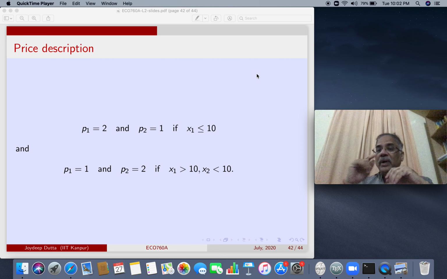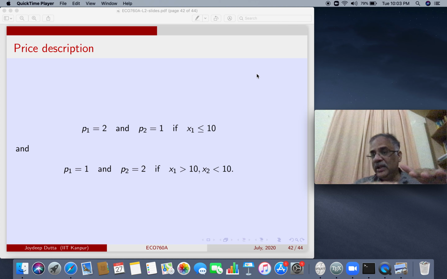Now, when you buy x1 less than 10 kilos, the price P1 is 2 per unit and P2 is 1 per unit. That's for the second commodity, 1 per unit. But when you buy x1 more than 10 kilos, I am reducing the price of P1. P1 is now reduced to 1, while P2 is increased to 2 because you have reduced the quantity of x2. So this is the pricing scheme that is offered to you. Now you make a choice and buy.